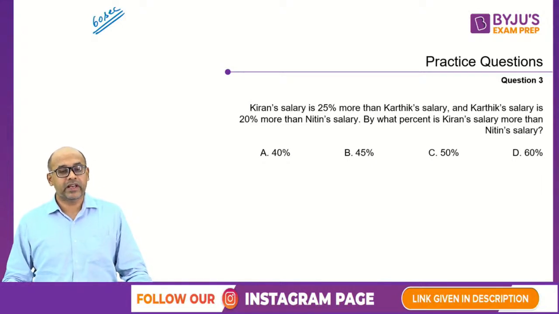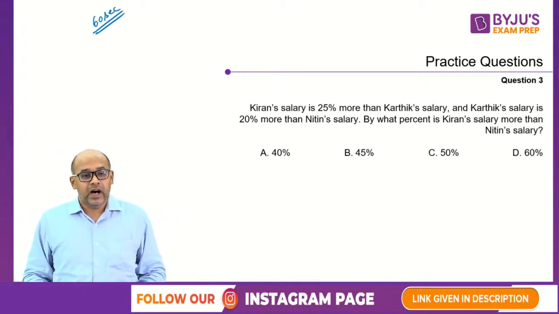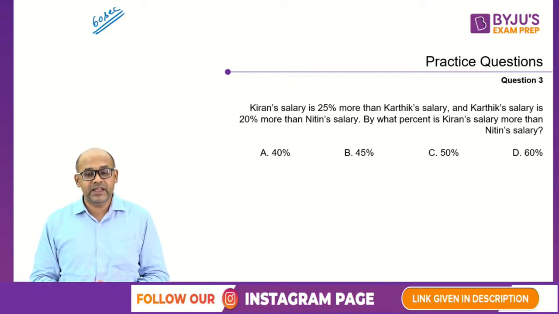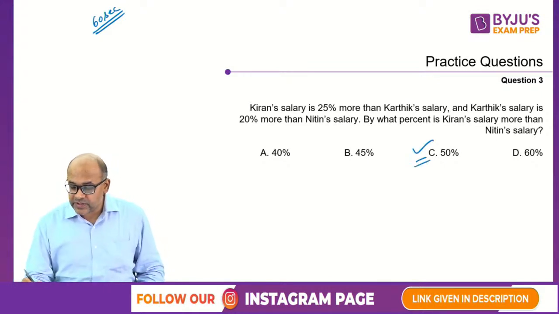Sajida Parveen. Okay, guys, 60 seconds are done. Sajida, answer B is incorrect. Tarun, very good, that is correct. Sneha, B is incorrect. So the correct answer is option C.